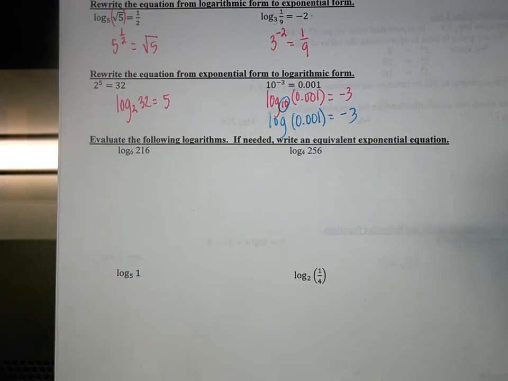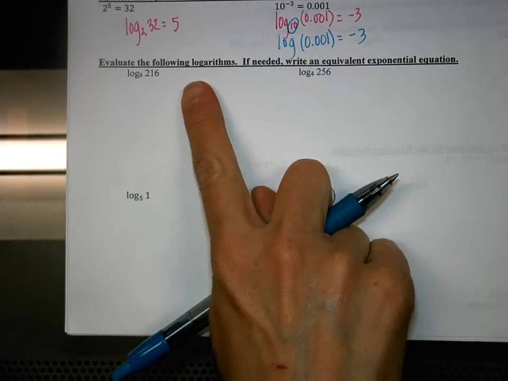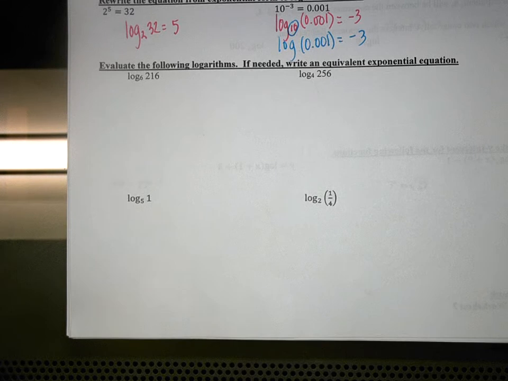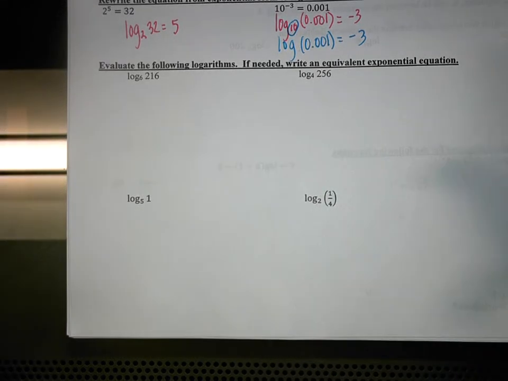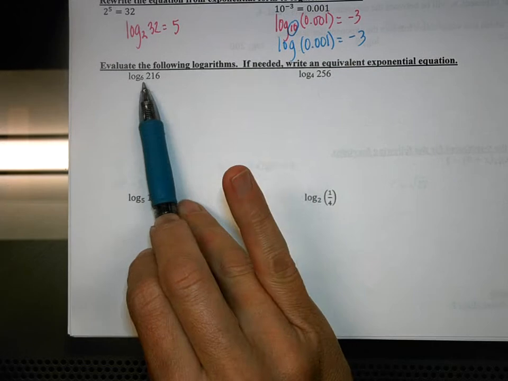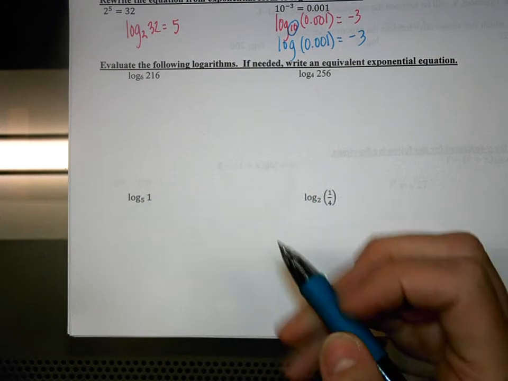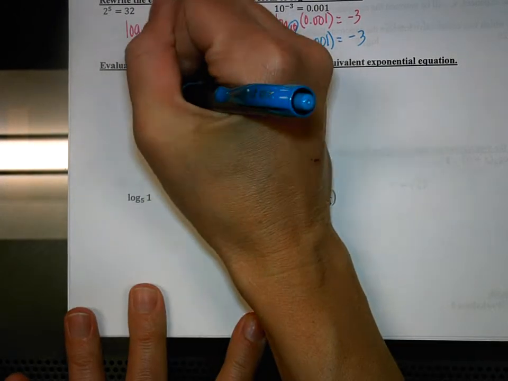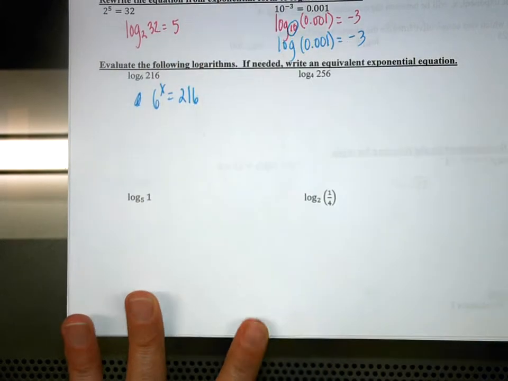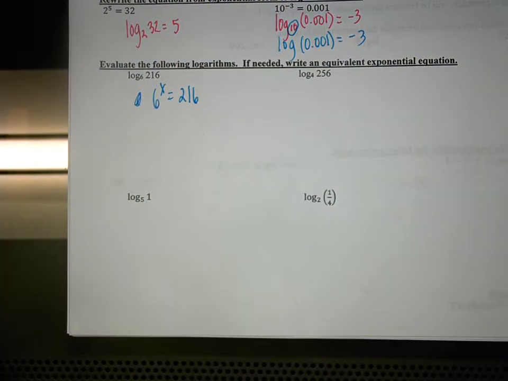It doesn't matter. All right, so these next ones, they want us to evaluate the following logarithms. If needed, you can write it as an equivalent exponential equation. So on this one, it is saying 6 to what power equals 216. Do you guys know what that answer is? So we know it's going to be 6 to some power, right?